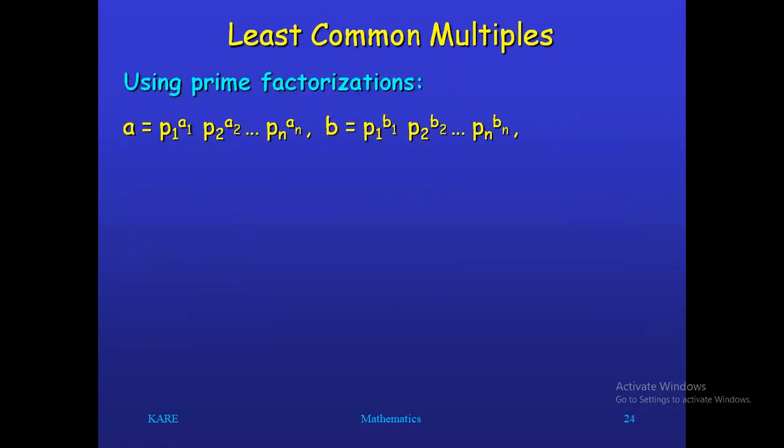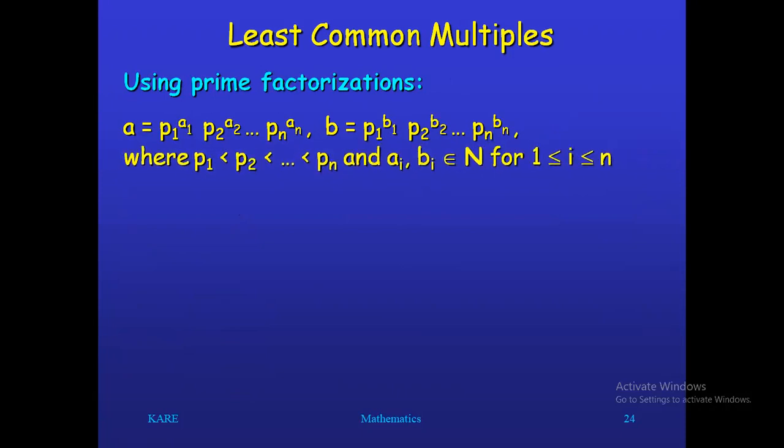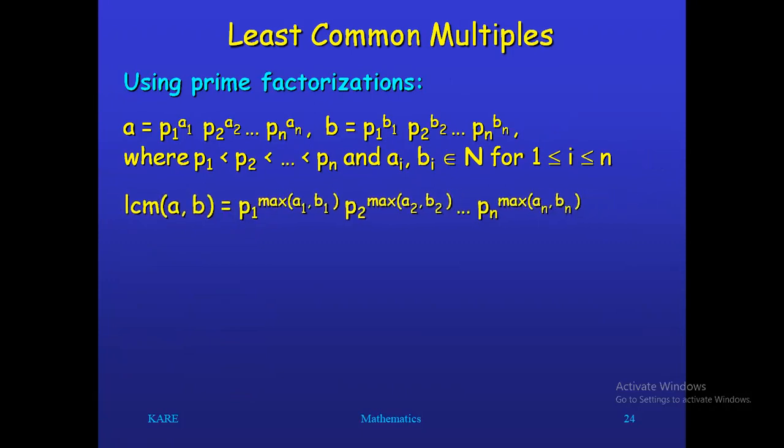Again, using prime factorization, this will be very interesting. For GCD we chose the minimum, is it not? See here, I'm taking two prime factorizations. A is equal to, B is equal to, and all the other things are the same as in terms of GCD. Now you see LCM of A comma B equals P1 power maximum of A1 comma B1. But there we saw minimum of A1 comma B1, so we have to see this difference. And P2 power maximum of A2 comma B2 and Pn power maximum of An comma Bn.